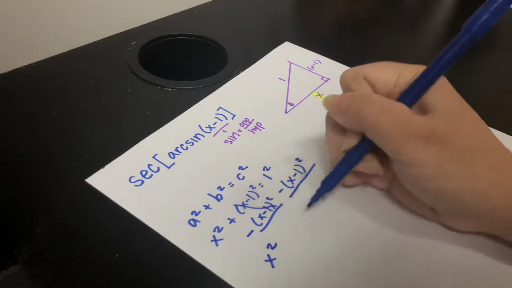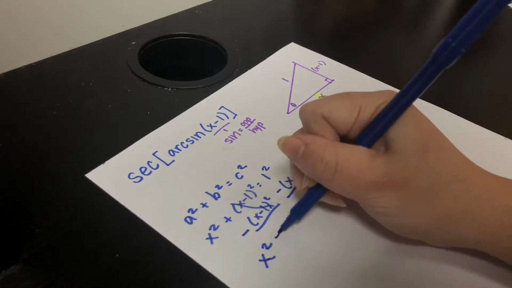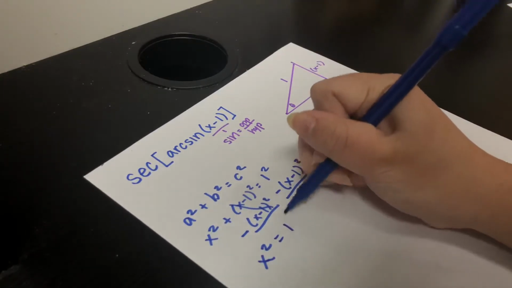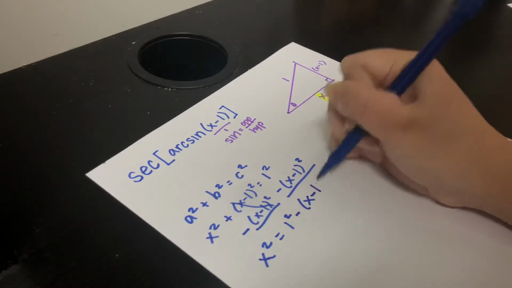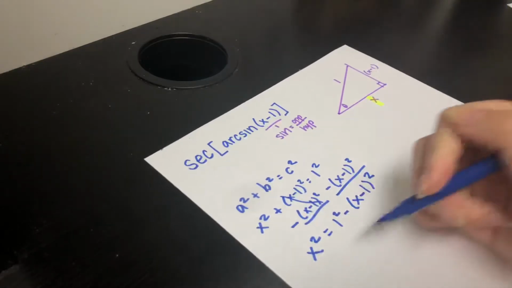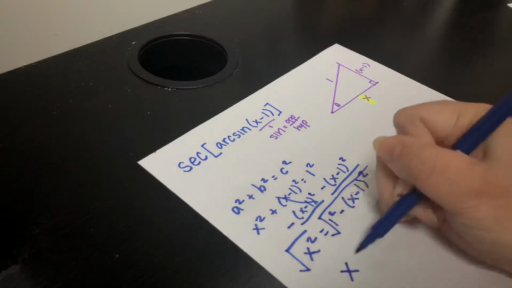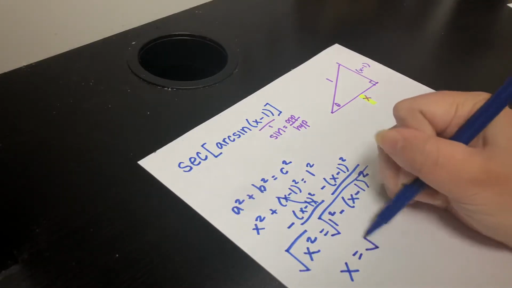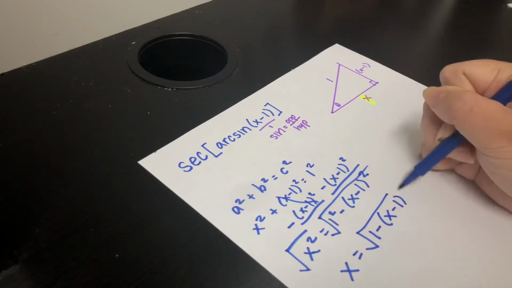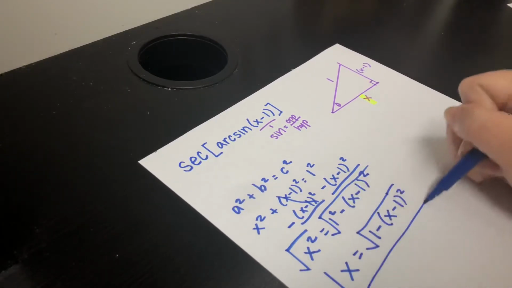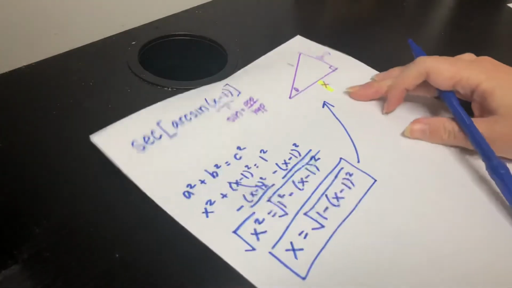So x squared is equal to 1 squared minus (x minus 1) squared. To further do it, we square root each side, and then for our x value we get the square root of 1 minus (x minus 1) squared. And then this x value gets replaced in here, where it's supposed to be right there.